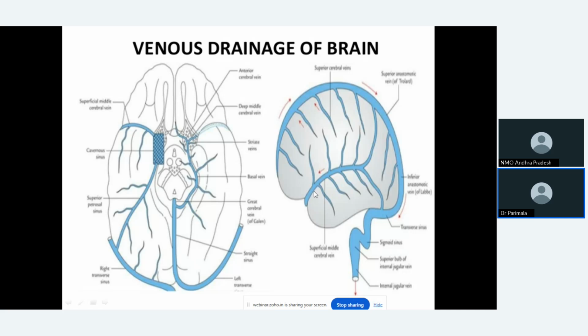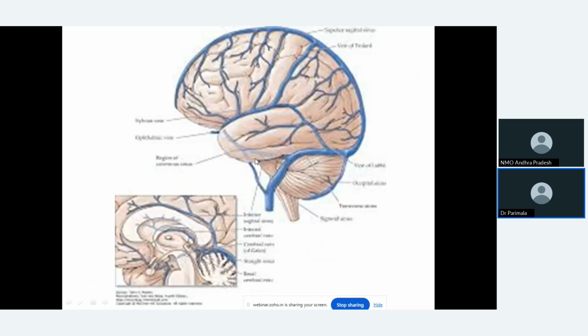Okay? I also showed this is the middle cerebral vein. This is the lateral sulcus. So the middle cerebral vein also opens into cavernous sinus inferiorly. It goes down and opens here. Posteriorly, superiorly and inferiorly, this is about the venous drainage. Okay. So this completes the blood supply of the brain, arterial supply and venous drainage.